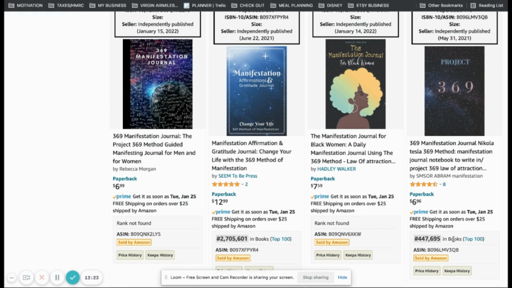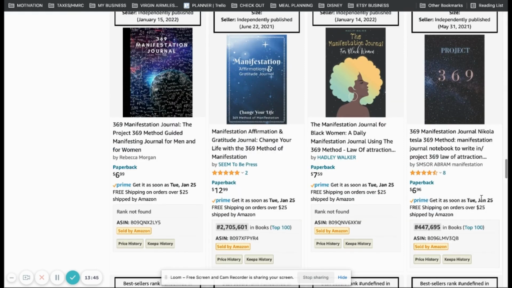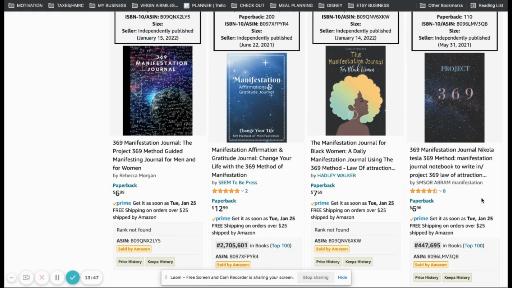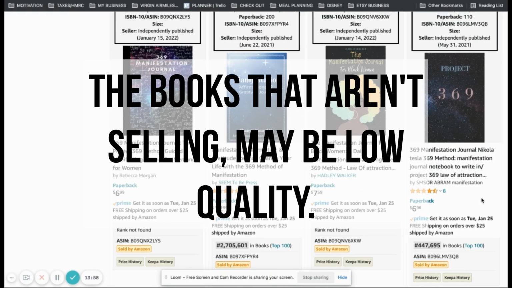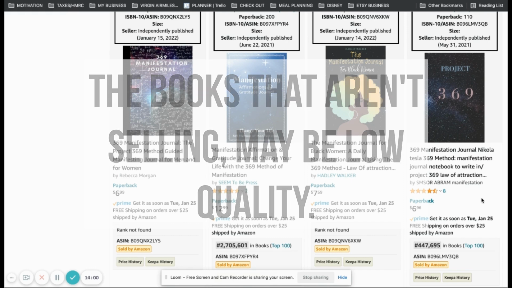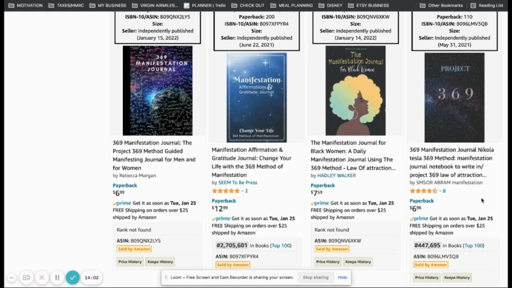So once you go into books, it might change your picture, because what we can see right away on the first page is there's quite a lot of books that don't have any BSR at all. But those books that don't have a BSR, you've got to think, okay, why don't they have a BSR? And it might be that the books aren't very high quality.